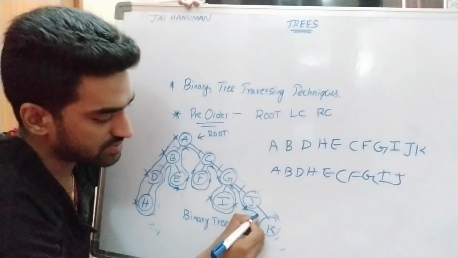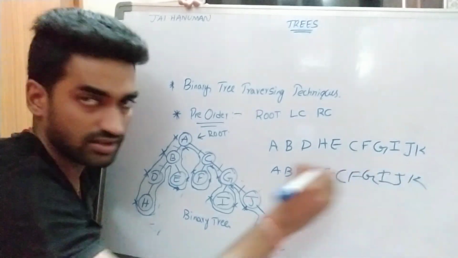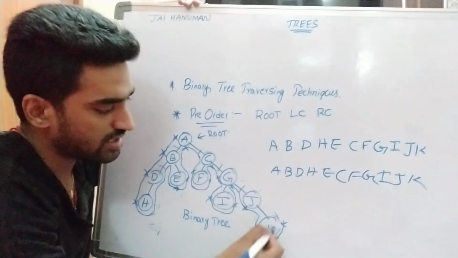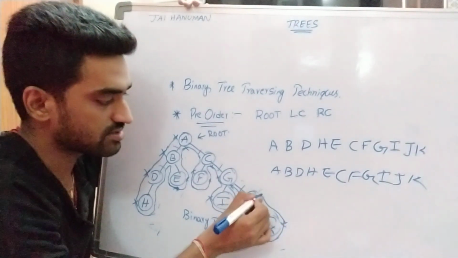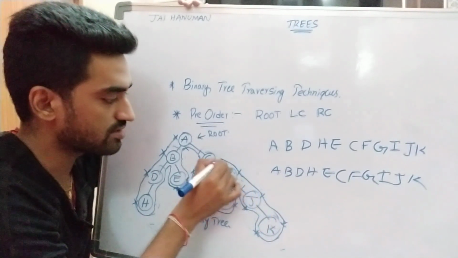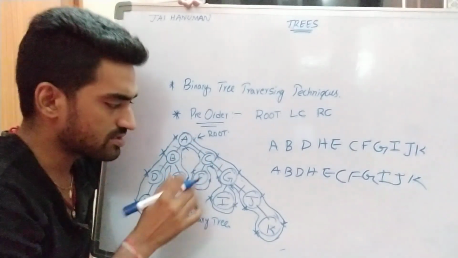So after completion of this one, K is visited. So K is first time visited. So that's why here I am writing K. Again K is visited. So K is already visited. So there is no need to write. Again J is visited. So J is already visited. G is already visited. C is already visited. A is already visited. So this is the simple trick.